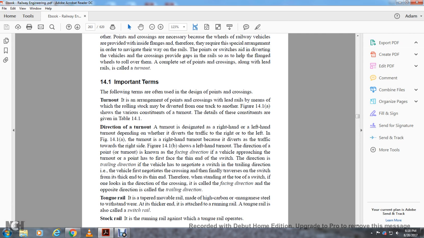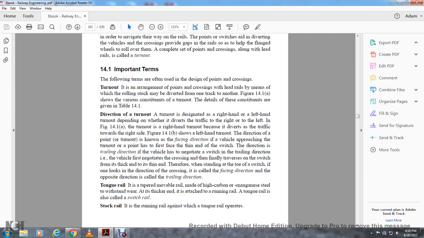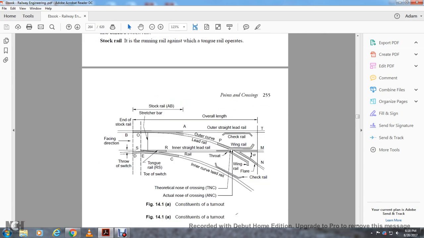Tongue rail is a tapered movable rail made of high carbon manganese steel to withstand wear, with a thicker end attached to the running rail. The tongue rail is also called the switch rail. The stock rail is the running rail against which the tongue rail operates.